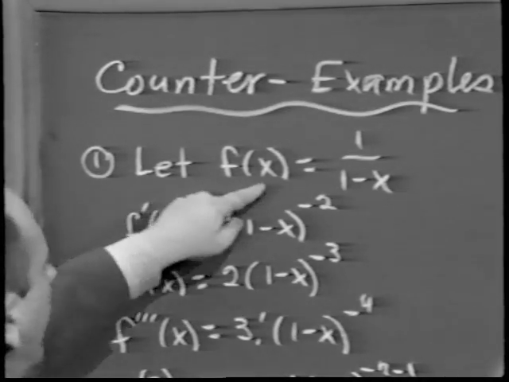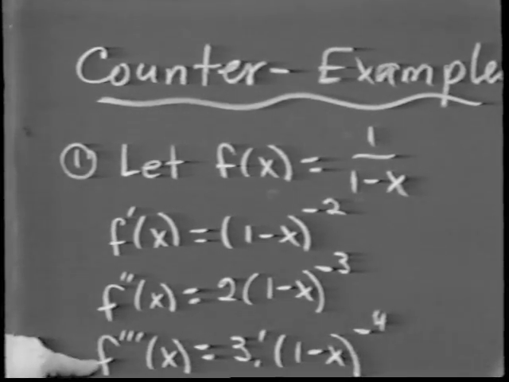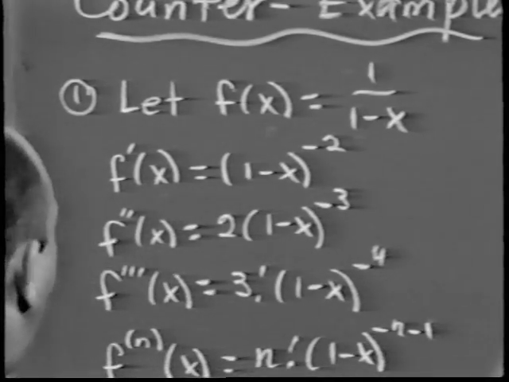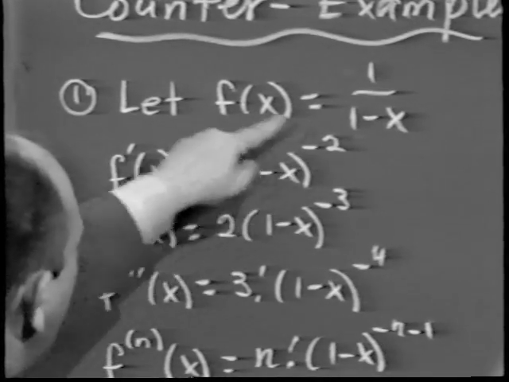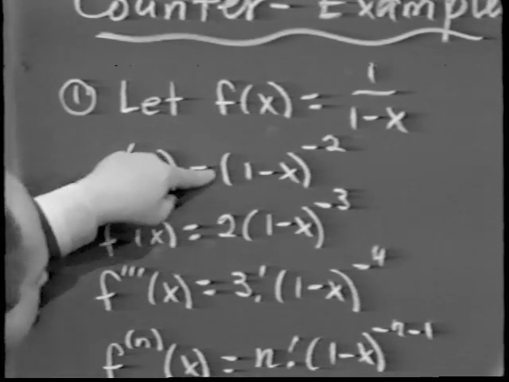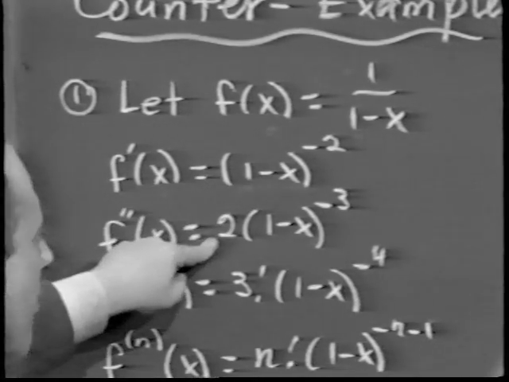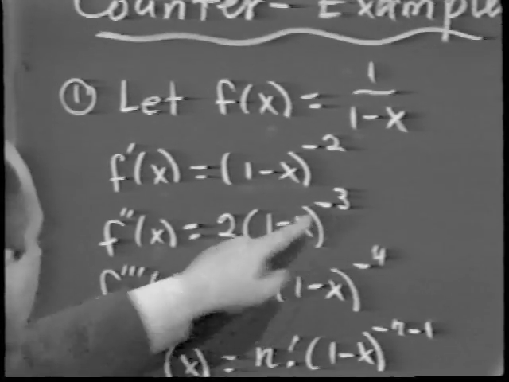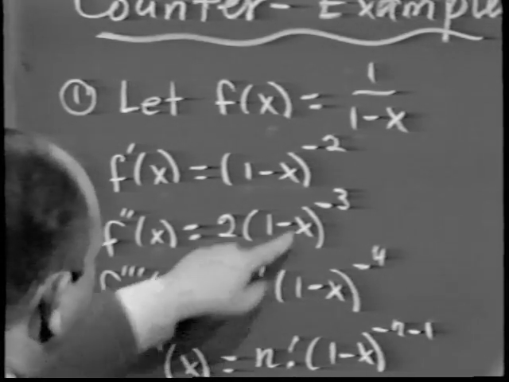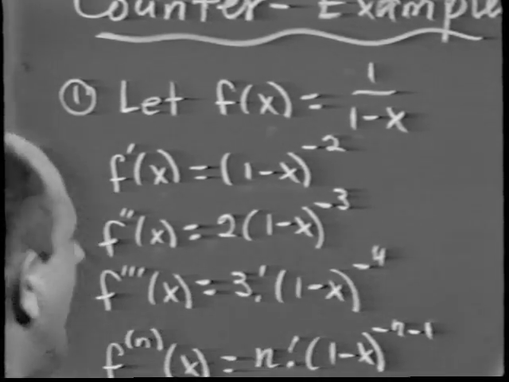For example, let f of x be 1 over 1 minus x. As a review in taking derivatives, f prime of x would be (1 minus x) to the minus 2 power. F double prime of x would be 2 times (1 minus x) to the minus 3 power. See, notice you bring down the minus 2, but the derivative of what's inside with respect to x is minus, so minus times minus is plus. Similarly, the third derivative of f of x is 3 factorial, 2 times minus 3 times minus 1, (1 minus x) to the minus 4th.